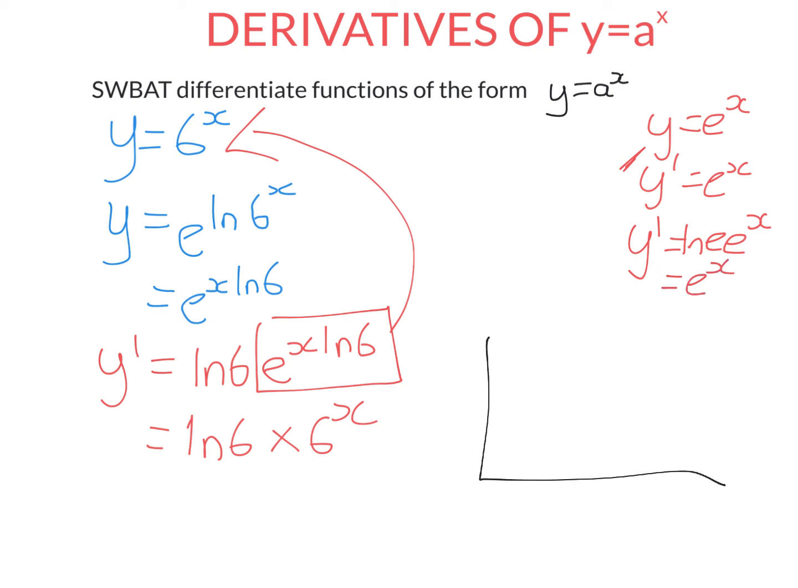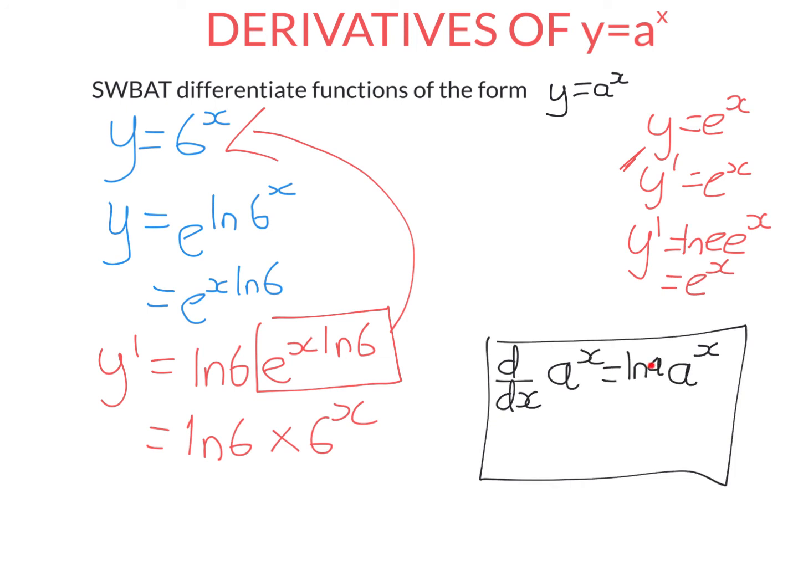So this is the formula. If you're differentiating something of the form a to the power of x, you're differentiating with respect to x. So the derivative is exactly the same, except you need to multiply by the natural log of a. The reason you need to multiply by this is exactly what we showed here, because we can rewrite a to the power of x as e to the power of x ln a. When you differentiate e to a power, you multiply by its derivative.